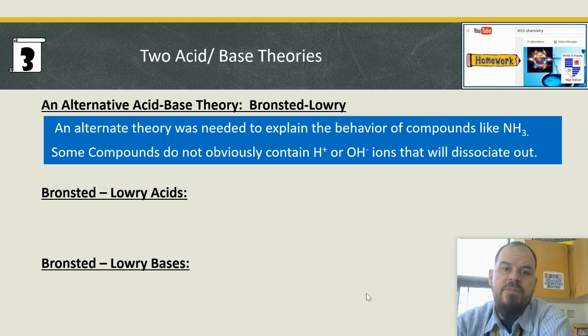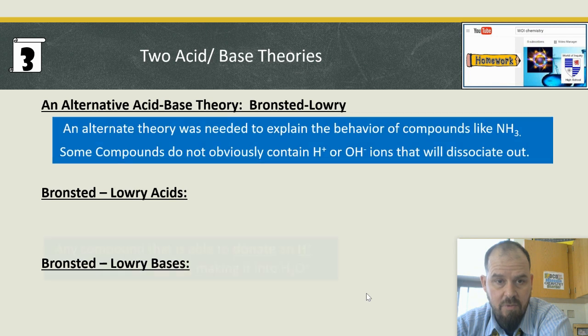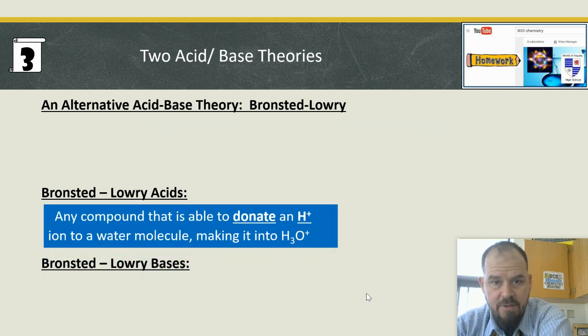So this alternate theory was needed to explain the behavior of compounds like NH3 ammonia, because this compound does not have OH in it. So we had to modify the theory. So here comes the modification of the theory, which is also correct. And now you have new words. Here now we talk about donate and accept. Everything's going to be in terms of H plus now because it doesn't have OH.